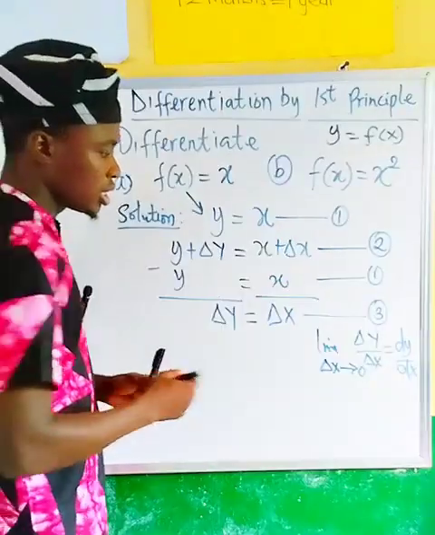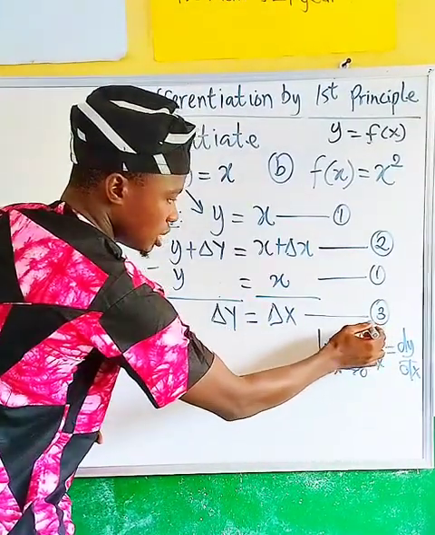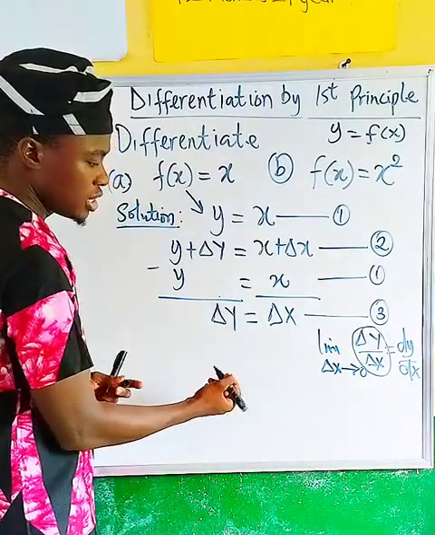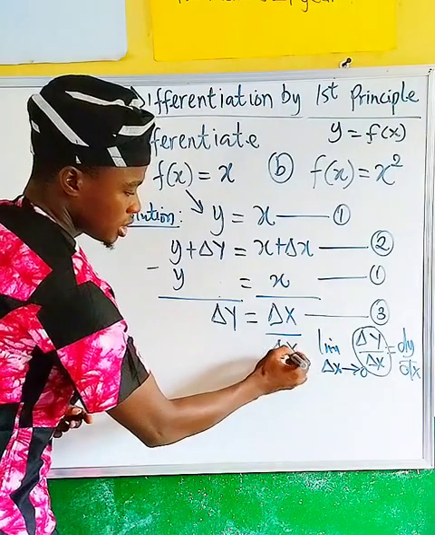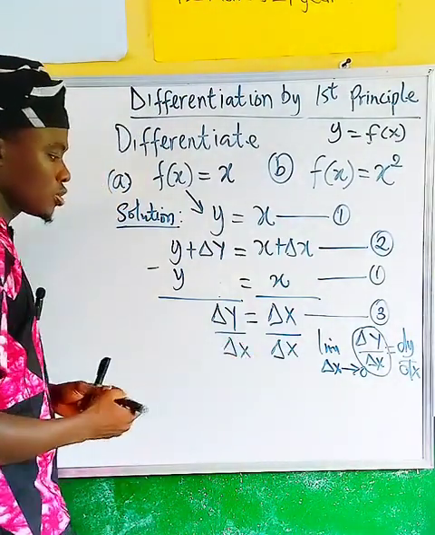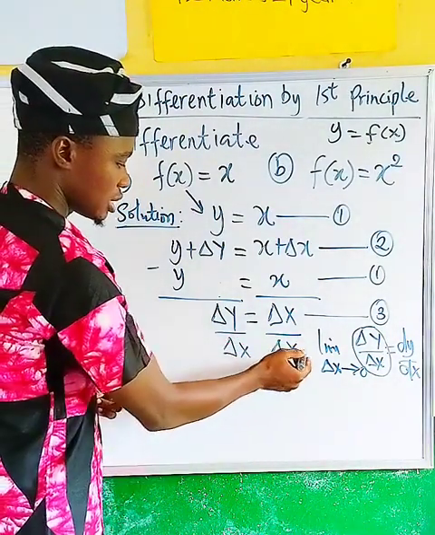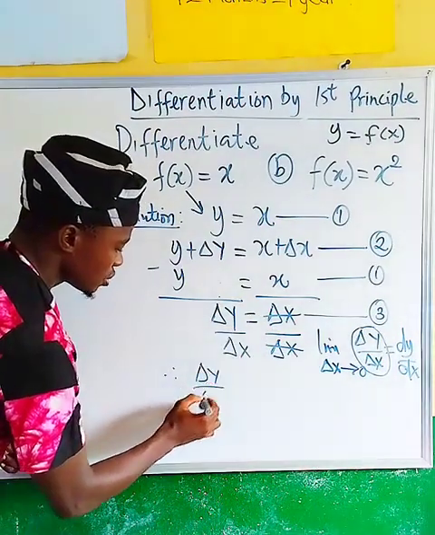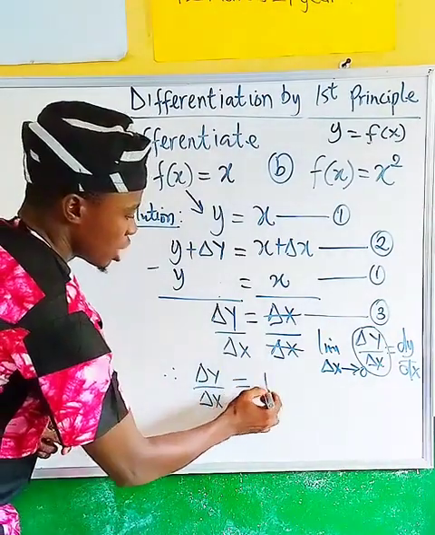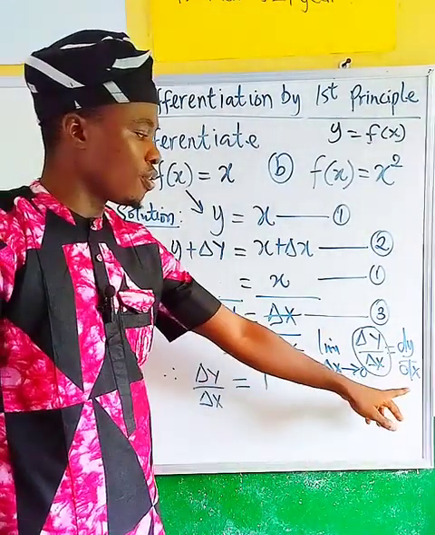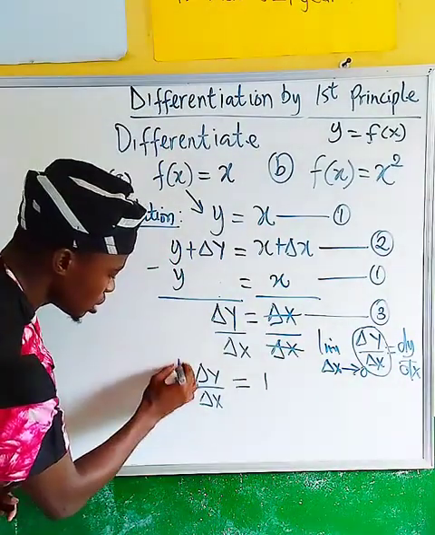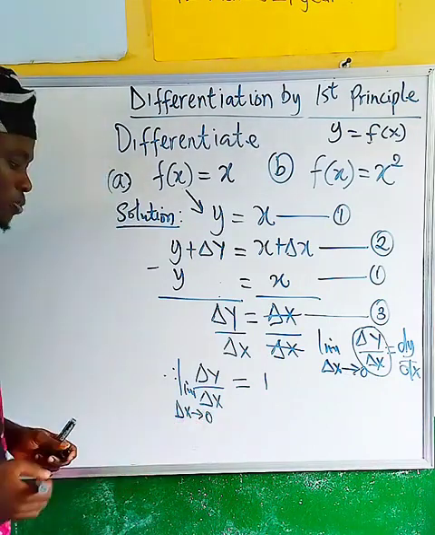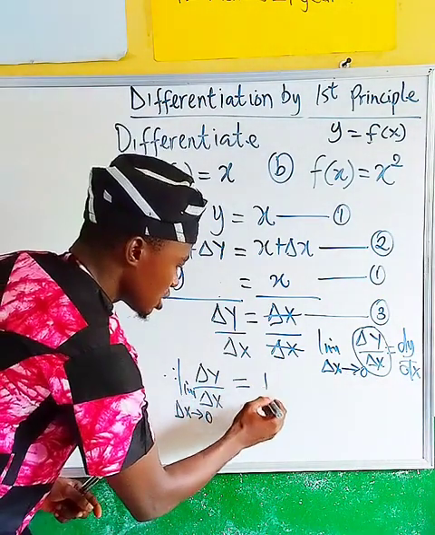So from this equation 3, we need delta y over delta x, so we are going to divide through by delta x. Dividing through by delta x, this will cancel this, and we are left with delta y divided by delta x equals 1. But we need dy over dx, so we need to take the limit of this as delta x tends to 0.